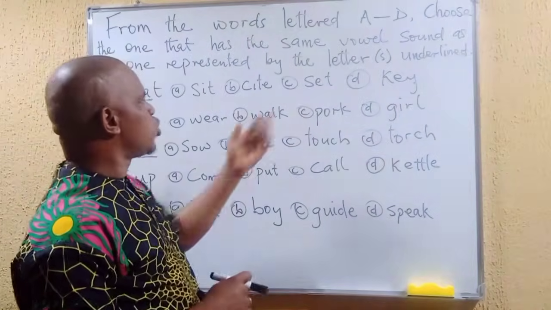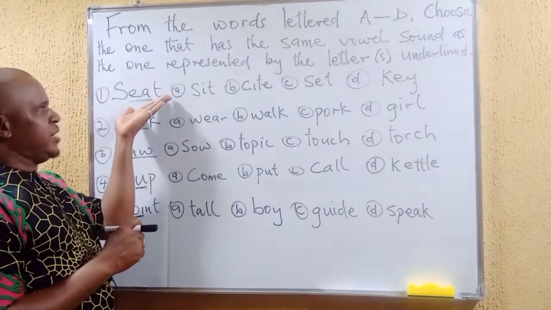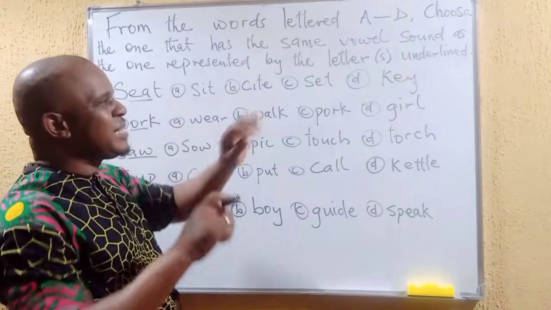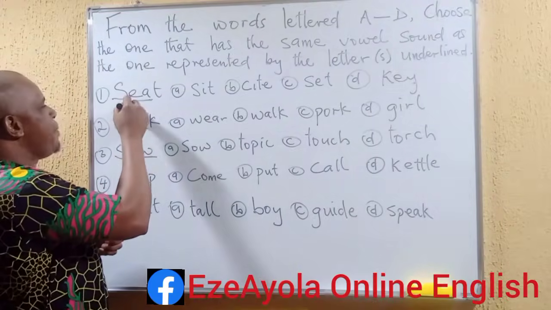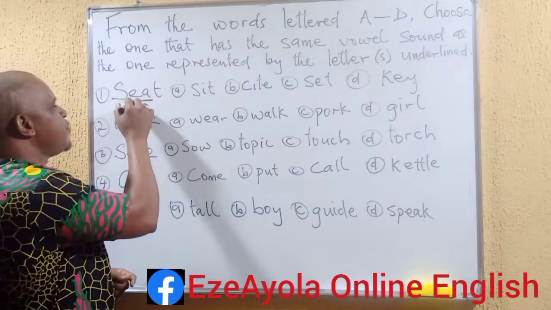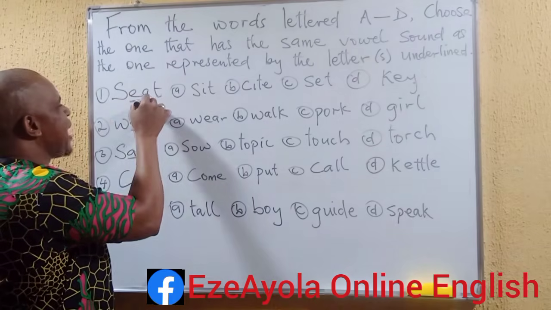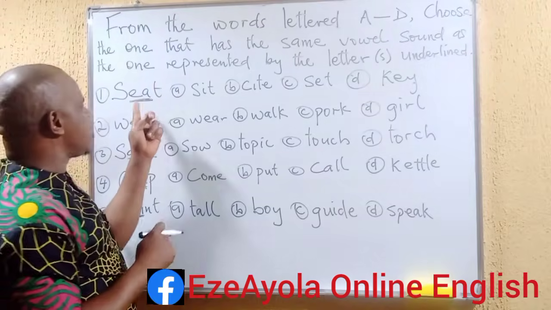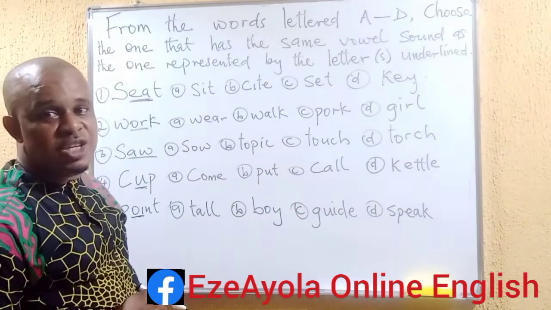So let us look at what we have on the board already. Question number one says, seat, okay? You are expected to choose the one that has the same vowel sound from the options given. And part of the words have been underlined. Like the first one, we have written seat, okay? And the examiner underlined this part of that word, E and A. If you look at where we have the underlining, you notice that a particular sound is obtained there.